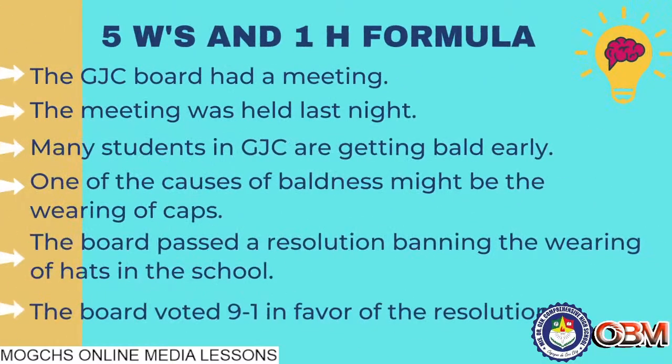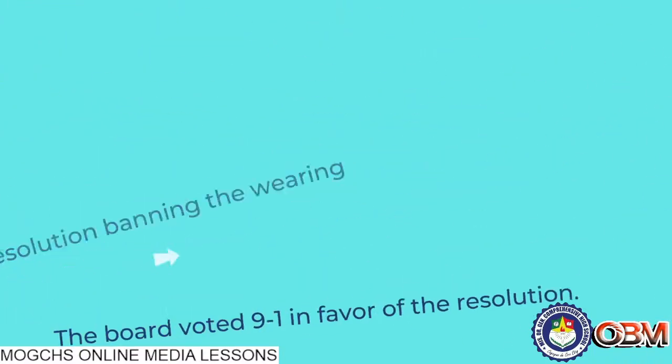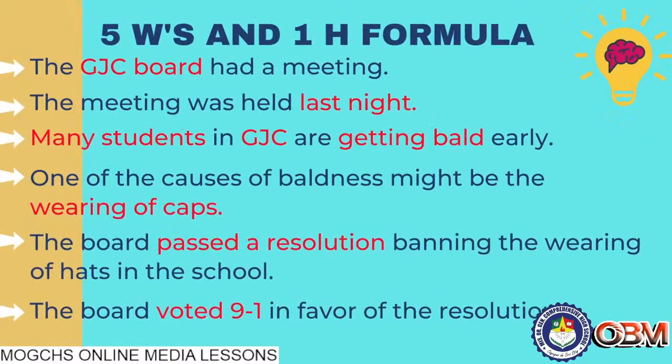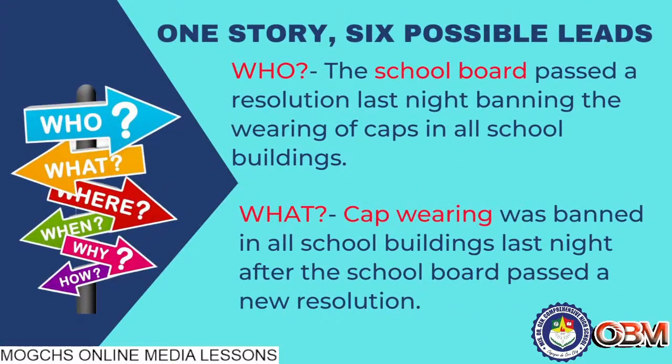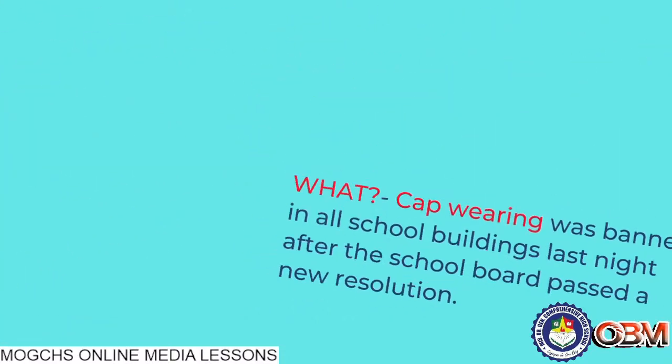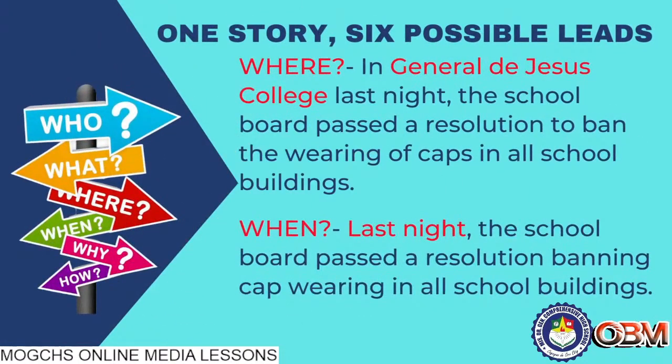Let us examine the following sentences and identify the keywords that are essential in formulating a summary lead. The highlighted keywords are the corresponding responses for the 5 W's and 1 H questions. With that, we come up with 6 possible leads.